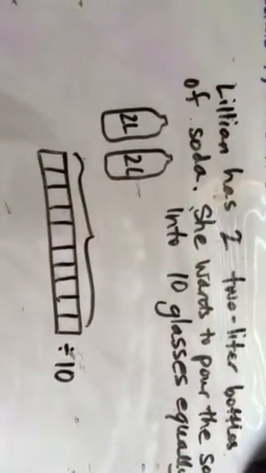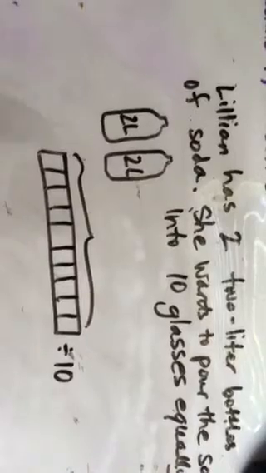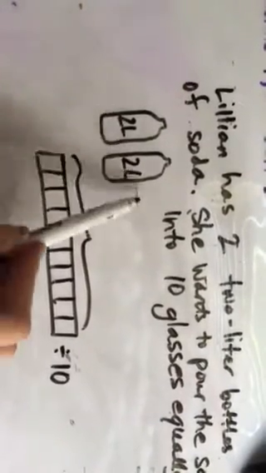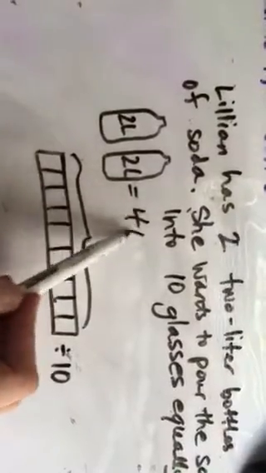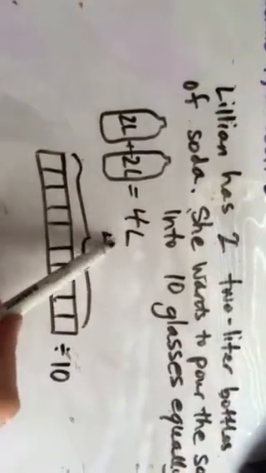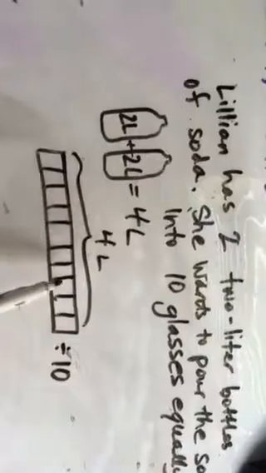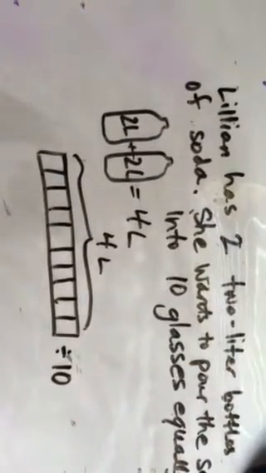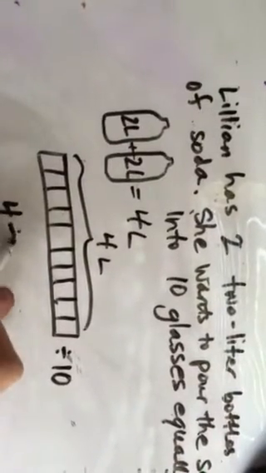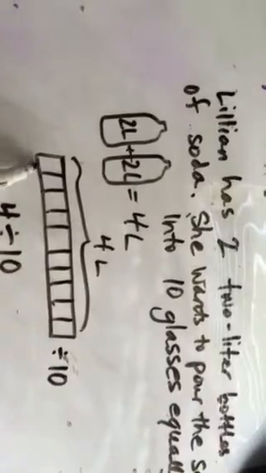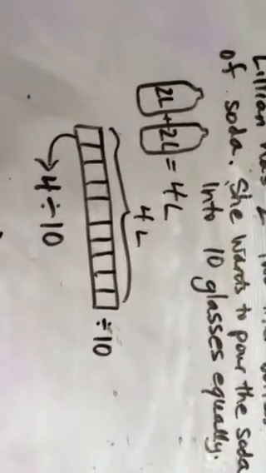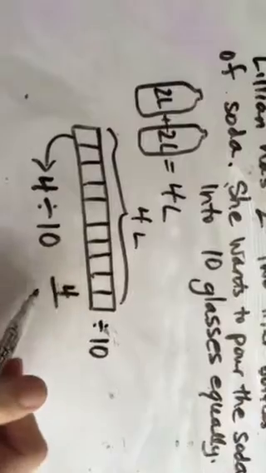How much soda does she have, though? Let's check back in. Does she have 2 liters of soda? No. She has 2 bottles that are each 2 liters. 2 plus 2 is going to be 4 liters. So our whole amount of soda is 4 liters, and it's divided by 10. 4 divided by 10 will tell me what each glass gets. I know I can write that as a fraction.